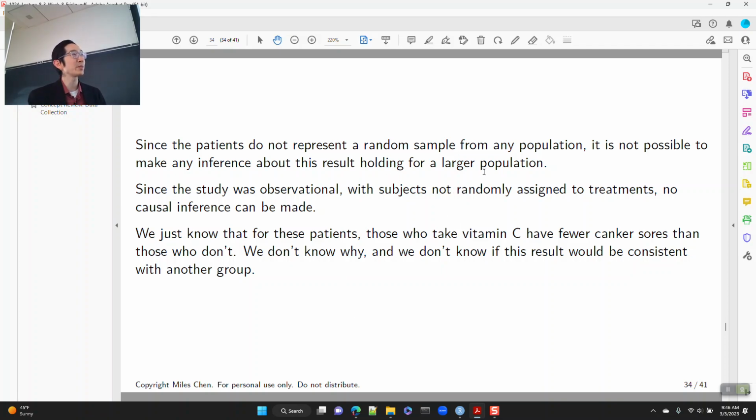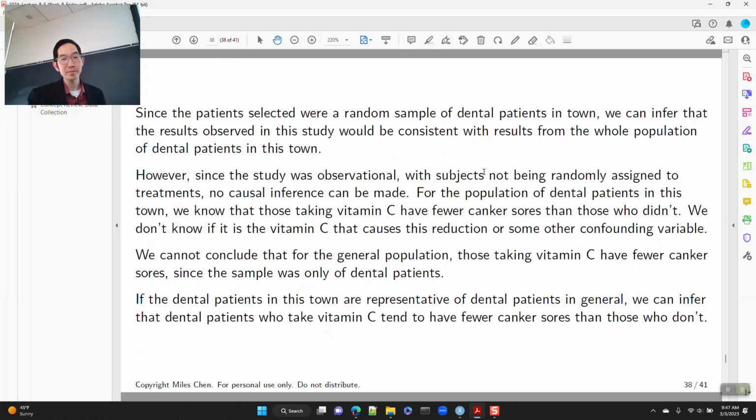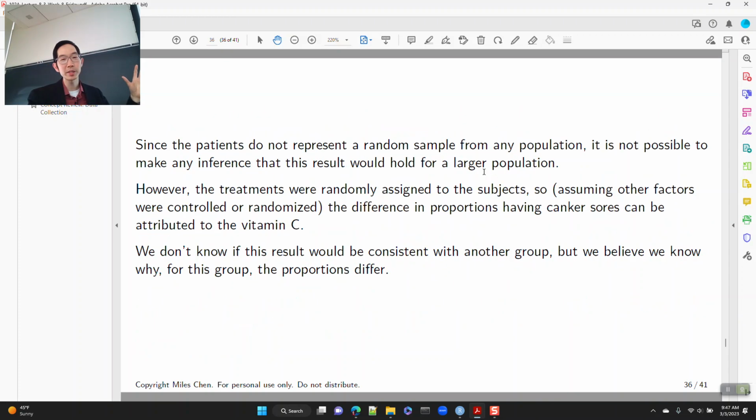So if you don't have a random sample, you can't generalize to a larger population. And if you don't have randomization, you can't make any kind of cause and effect conclusions, all right? If you have random sampling, then you can generalize to a bigger population. When you have random assignment, you can make cause and effect conclusions.